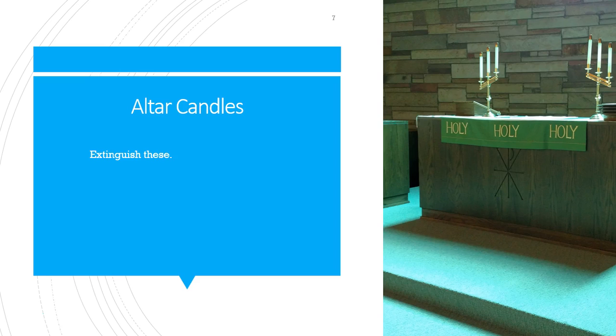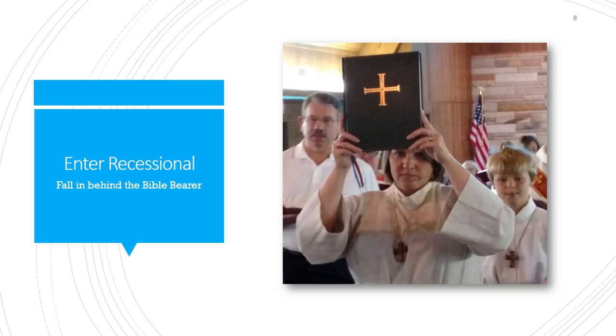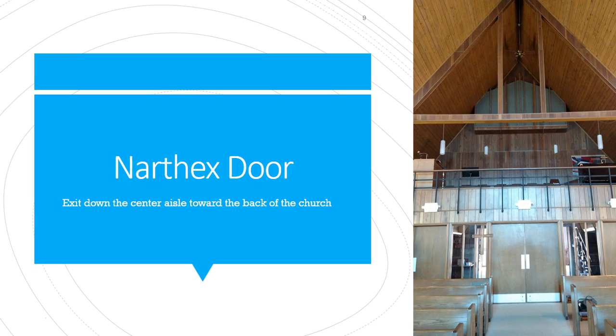And then you'll walk up to the altar table and extinguish the altar candles, this time starting from right to left when you extinguish them. And when they're all extinguished, you'll head back to the center aisle, bow. And then you'll get in line to begin the recessional. Remember, you fall in behind the Bible bearer the same way you did when you walked into the church. And you're going to exit down the center aisle towards the back of the church, headed towards the narthex door.